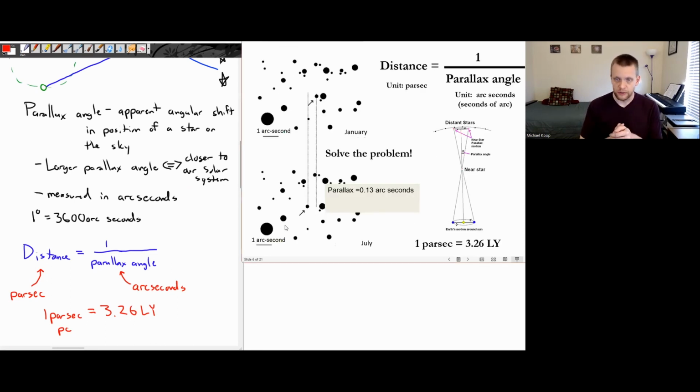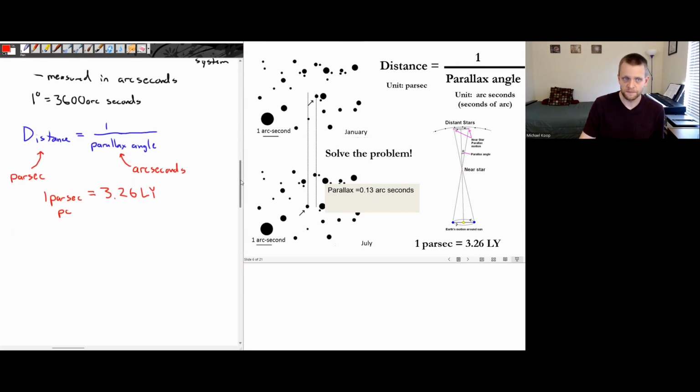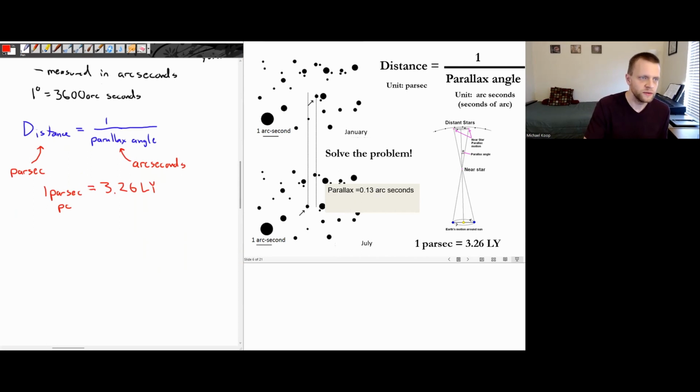So let's try an example of this. Suppose I look at this star, and over the course of this 6-month period, the shift in position of that star corresponds to a parallax angle of 0.13 arc seconds. I want to know, what is the distance to this star? Well, in our calculation, the distance is 1 over the parallax angle. Our parallax angle is 0.13 arc seconds, so it's already in arc seconds, and we don't have to do any conversions.